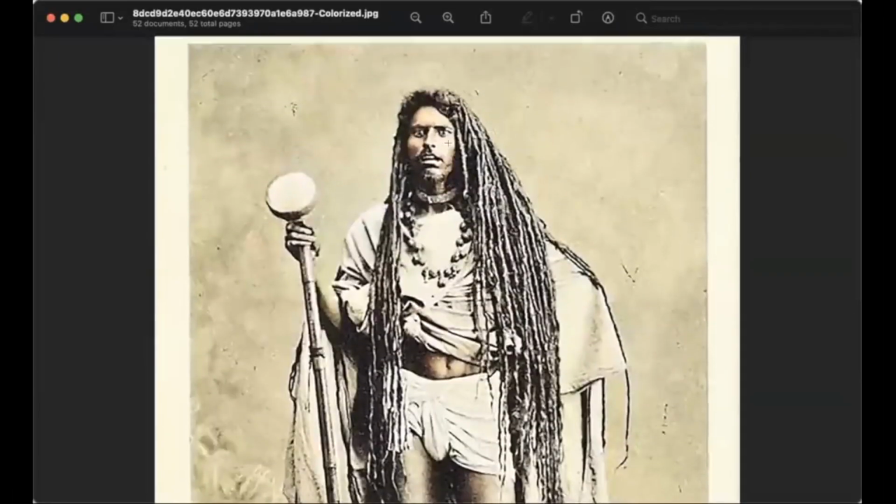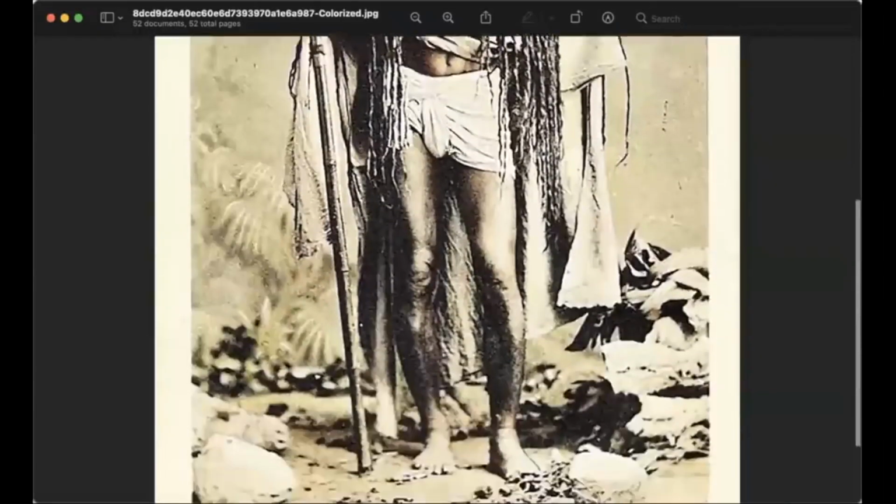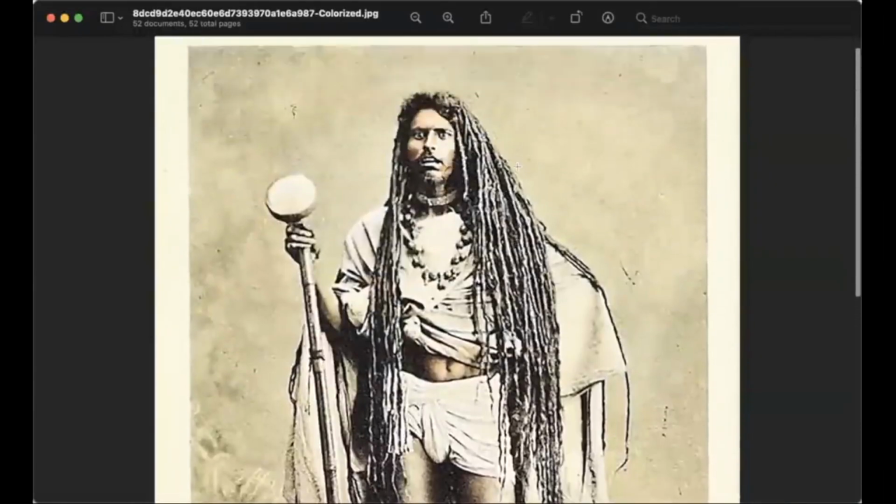This is a Hindu man. This is an Indian Hindu, right, who was in the West Indies. And look what he has, dreadlocks. I noticed that a lot of these Hindus they were bringing had a lot of dreadlocks. Remember, this is from the 1800s. This is way before the whole Rastafari movement.